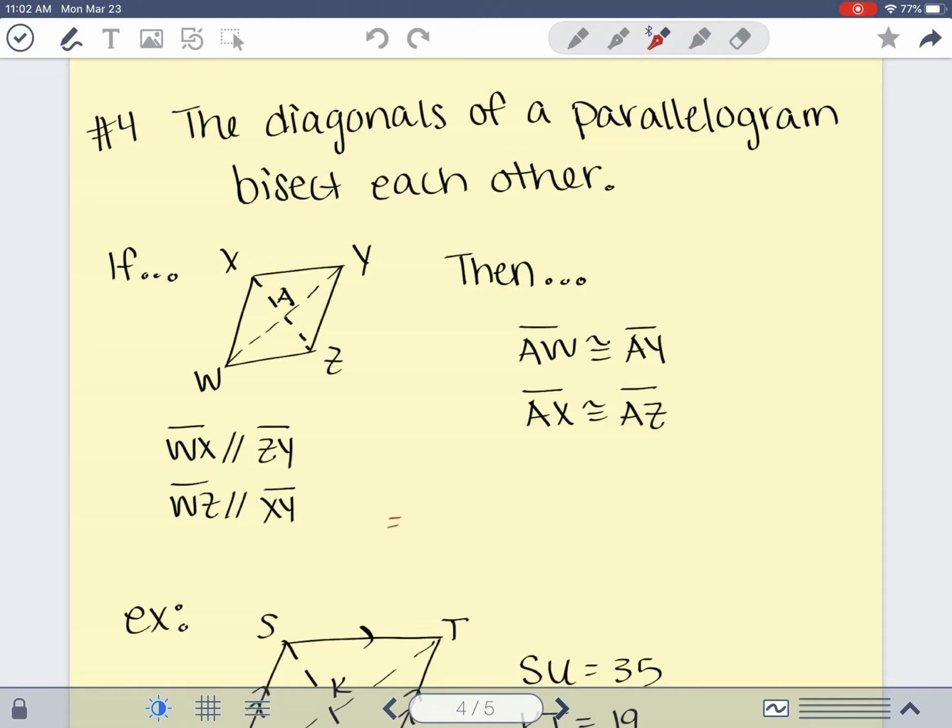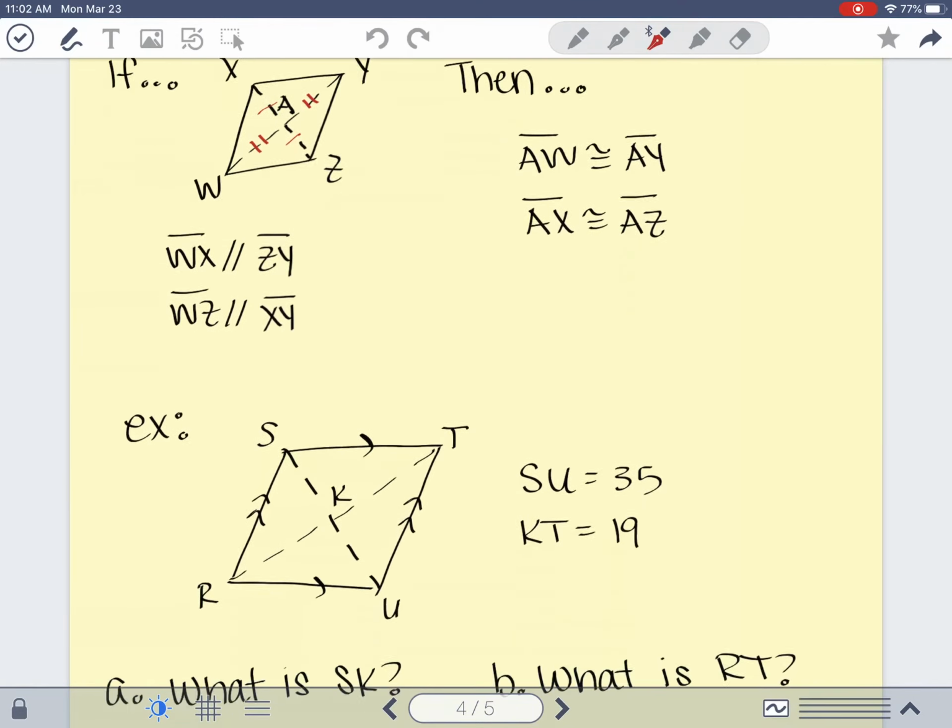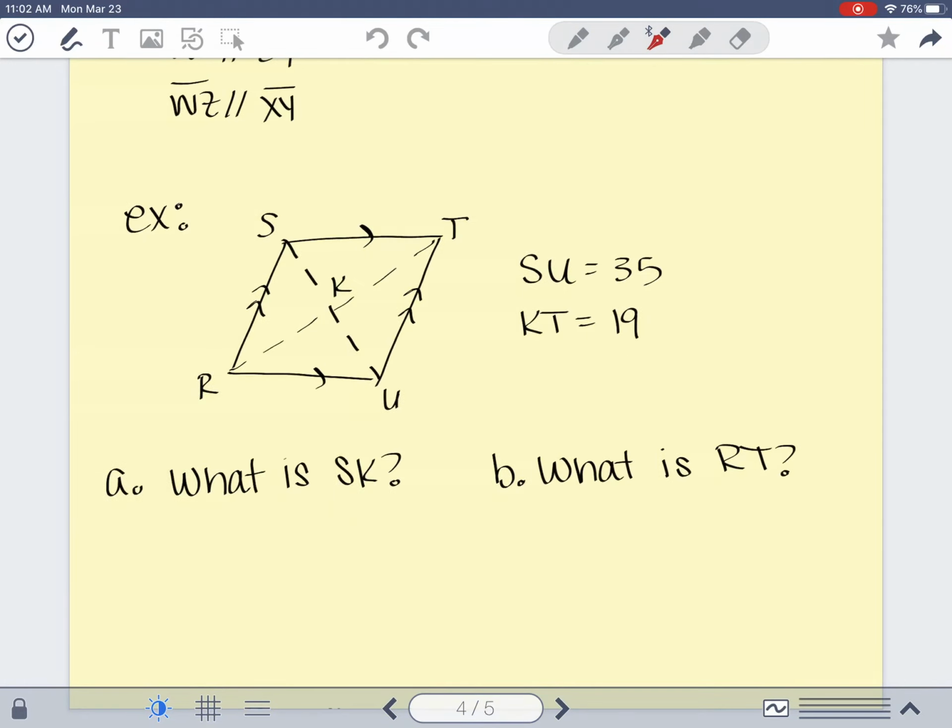All right, let's move on. The diagonals of a parallelogram bisect each other. Okay, bisect, remember that means to cut in half. So that means that these diagonals cut each other in half, making these two pieces congruent and these two pieces congruent. So, in this first example here, it says, what is SK?